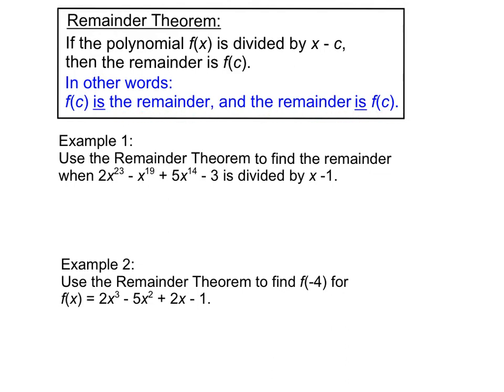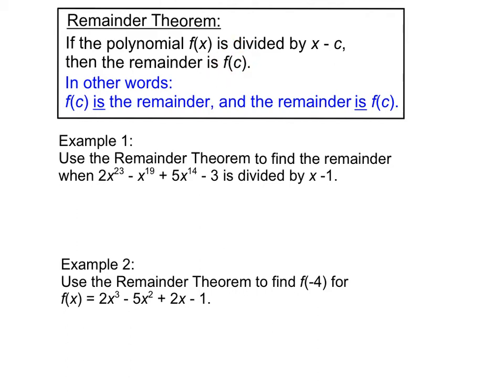So what does that mean? It means that if I want to find the remainder of a polynomial divided by x minus c, I can do the division and get the remainder, or I can simply just evaluate f of c.